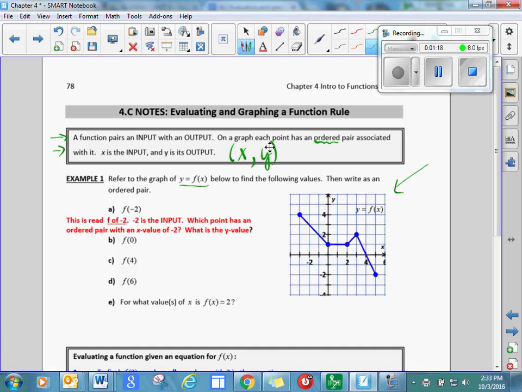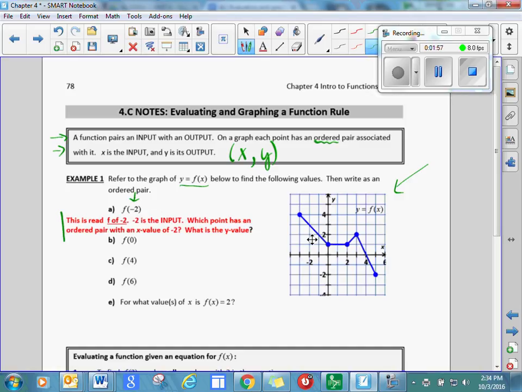So we're going to use this idea as we look at this particular graph. They're telling us y is in fact the output, and it is a function of what x, the input, is. So it says, write as an ordered pair. We want, this is red, and I'm glad that they put this in the notes, f of negative 2. In other words, negative 2 is the input value. What is the output value? What would the y be if you had a negative 2 for x?